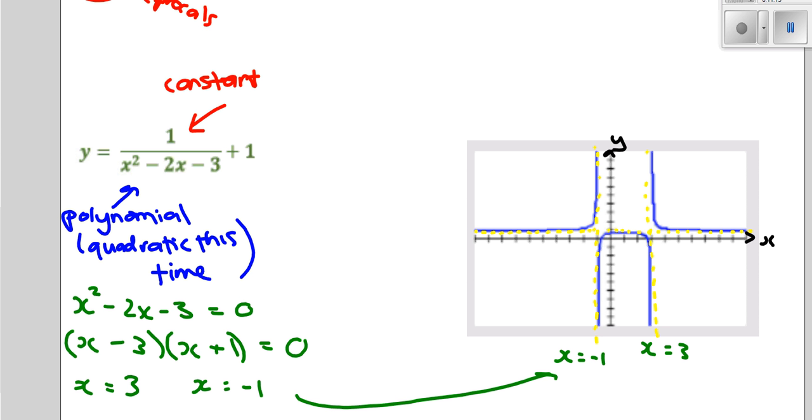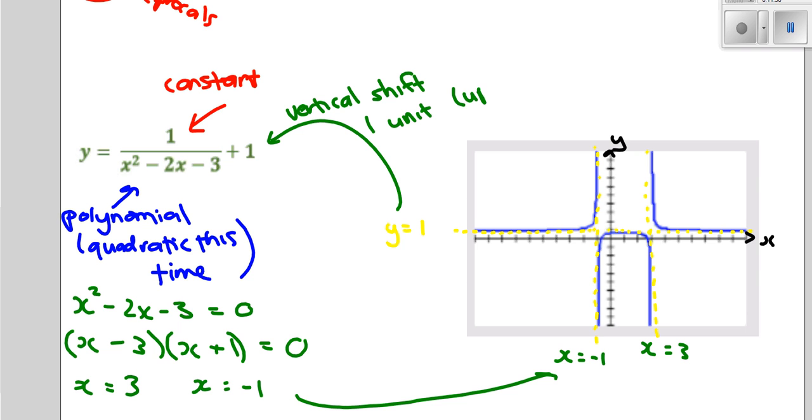Let's do now a little horizontal asymptote. There it is, y equals 1. With a vertical shift. So it's like 1 unit. So it's basically upwards. So that's how we end up with the horizontal asymptote kind of being around there. That's for basic reciprocal functions.